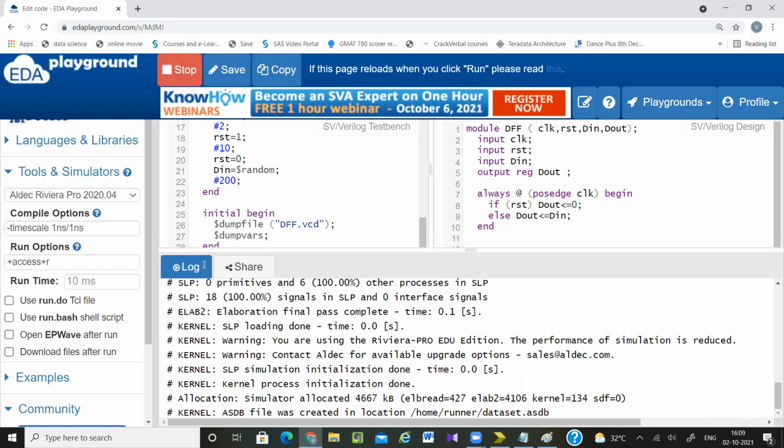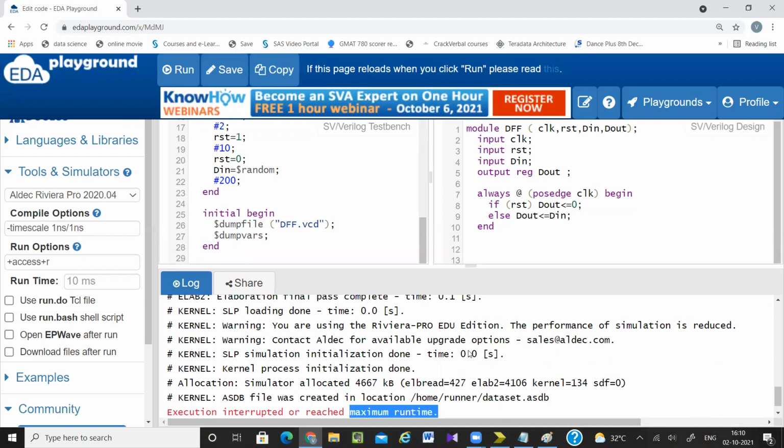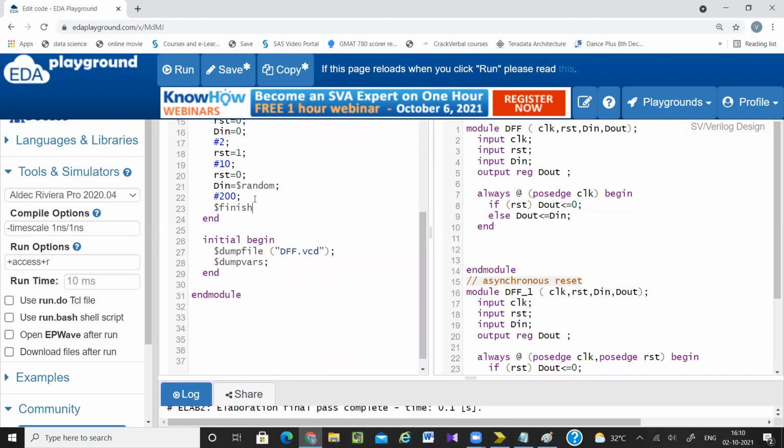After some time, it will be automatically terminated by the tool. So it depends on the tool. If the tool does not have this property, then your system will hang because it is going to continuously run. I can see it has reached maximum runtime. So in this tool, there is a maximum runtime. If your simulation runs up to that much time, it is going to be terminated by the tool. If I want to terminate it, I have to write $finish here. $finish is a system task, and it is going to terminate the simulation.